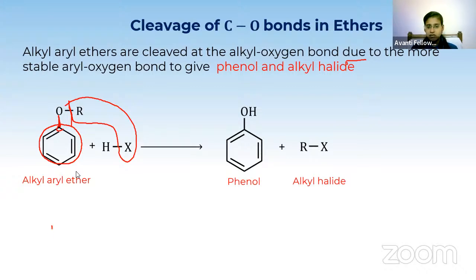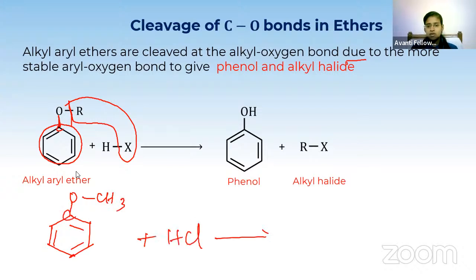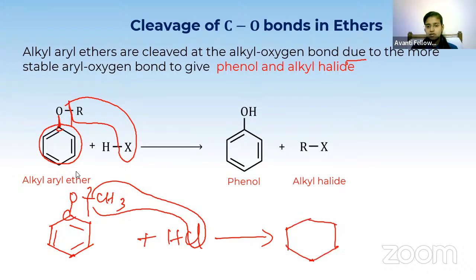Suppose I have C6H5 attached to OCH3. So I have two C-O bonds, right? And if it is treated with HCl, what will happen? This bond will break. So one of the products will be phenol, and the other one is CH3Cl. What is the reason? The reason is very important. The aromatic ring, the aryl oxygen bond, is highly stable due to resonance. So the bond will not be broken down.